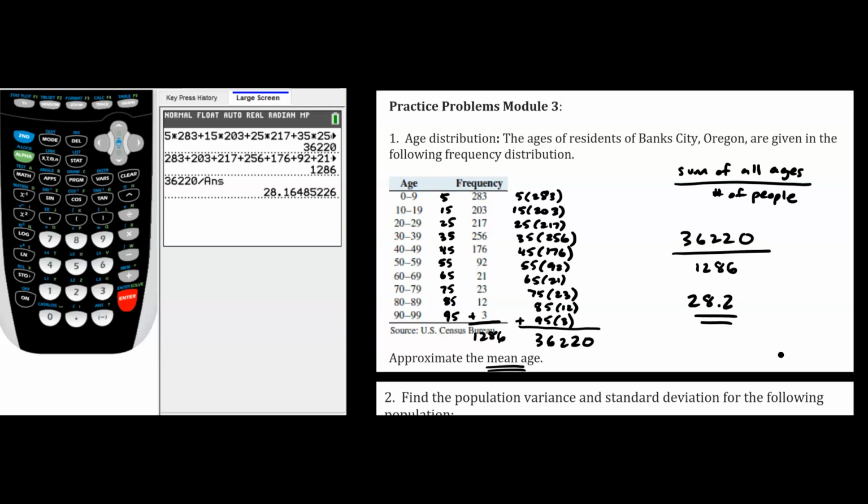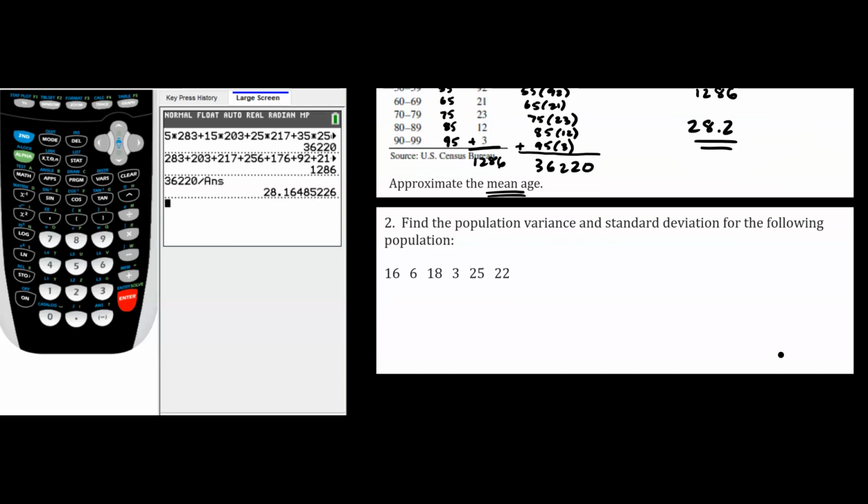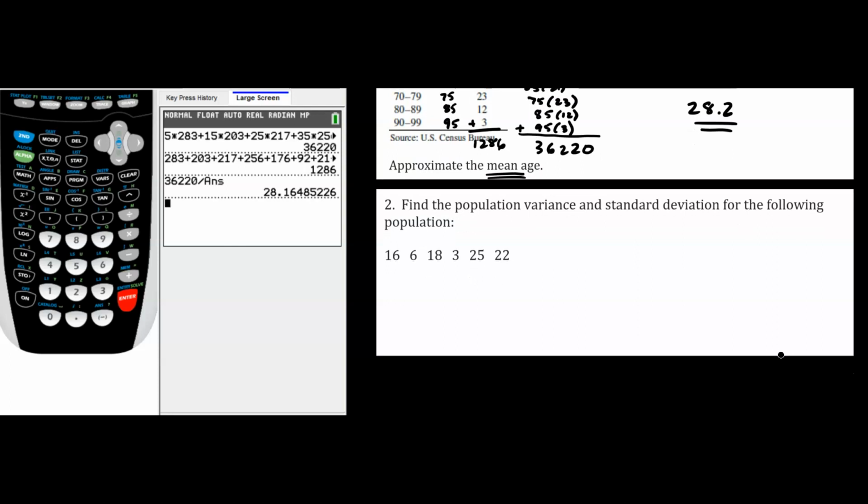Okay, let's go on to question 2. This one says, find the population variance and standard deviation for the following population.